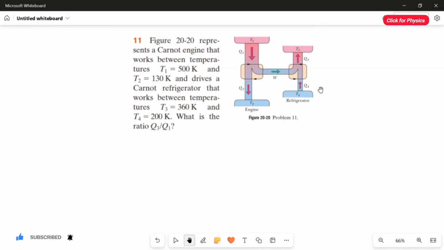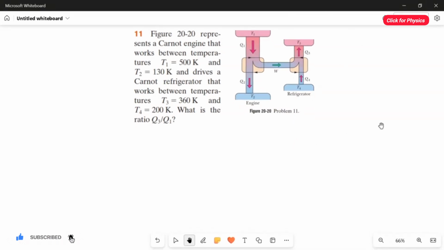So let's see the given figure. What is given in this figure? You can see the first part of the diagram refers to the Carnot engine, and the second part of the diagram refers to the Carnot refrigerator. So we are going to use two formulas here. We have to use the efficiency of the Carnot engine, and also the coefficient of performance of the refrigerator. So let's write the formula for the Carnot engine, what we studied from chapter 20.